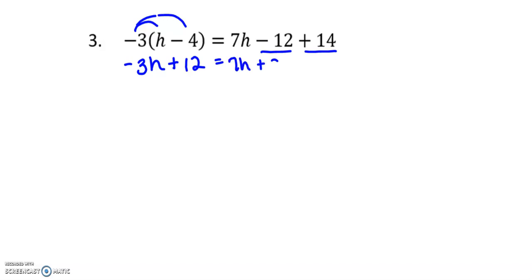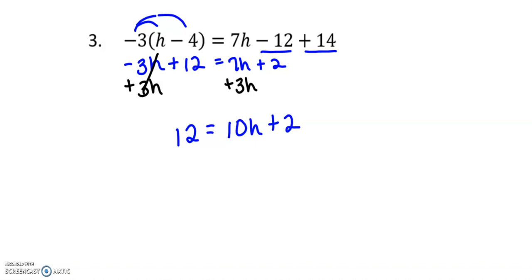Okay, now we can start moving. I'm going to get the h's to the right side because that's going to give me a nice positive number over there. So I'm going to get rid of negative 3h by adding 3h. Go over here and add 3h. Cancel those. So positive 12 equals 7h plus 3h is 10h plus 2.